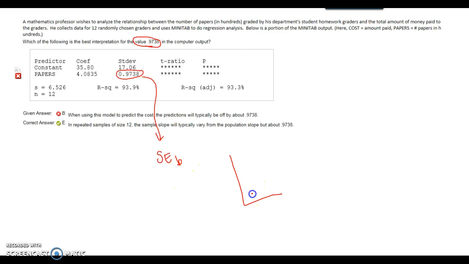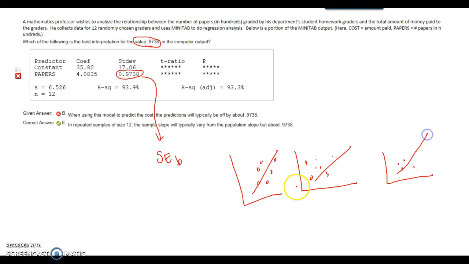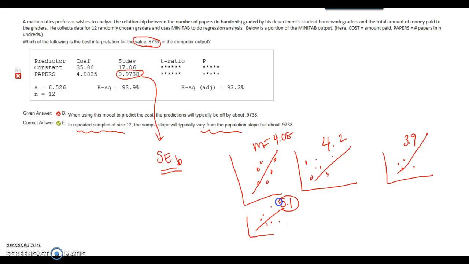It means if we were going to take a whole bunch of different samples, here's one group of samples, here's another group of samples of 12 students. Here's the line. Here's another group of samples of 12 students. Here's the line. Every single time you do this, your slope is going to be different. Maybe here it's 4.08. Maybe here it's 4.2. Maybe here it's 3.9. So what does the standard error of the slope mean? That means that if I do this many, many times, the slope will vary from the population slope by about 0.9738. So when I do this many times, on average, how far is the slope of all of these lines going to vary from the perfect population slope?